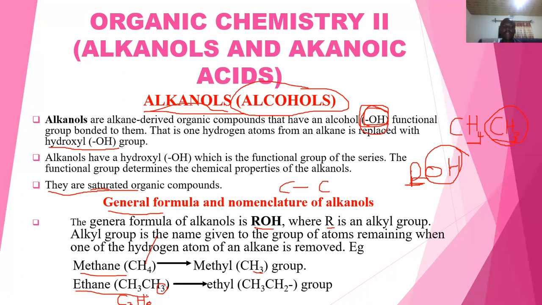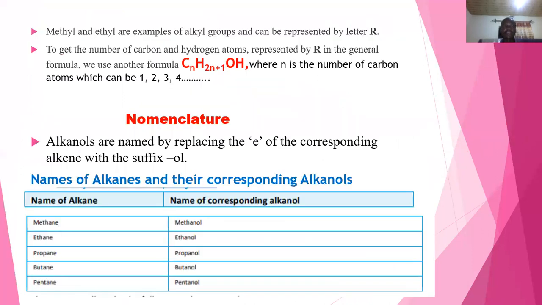So when we remove one hydrogen here, there will be 7. So we realize that one hydrogen atom shall have been removed for it to form the alkyl group, which is now the propyl. The methyl and ethyl are examples of the alkyl group, which is represented by the letter R.